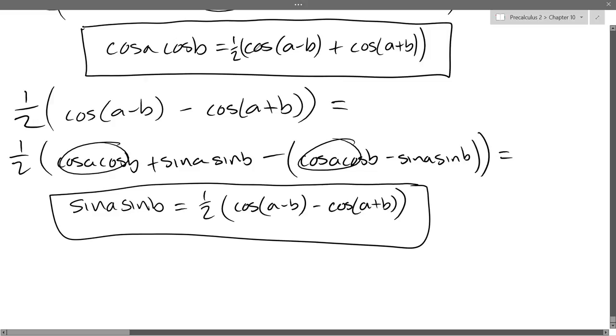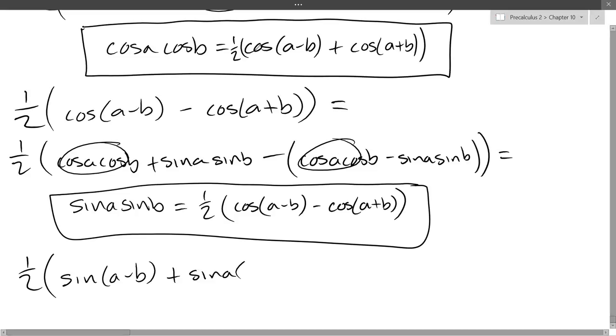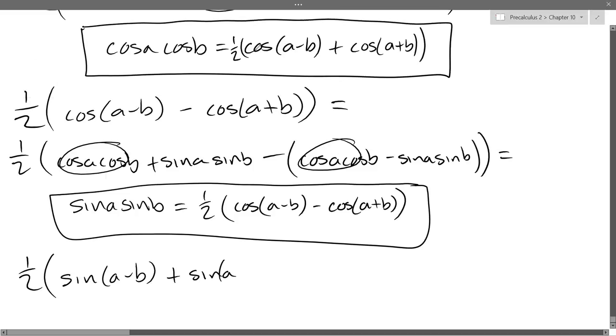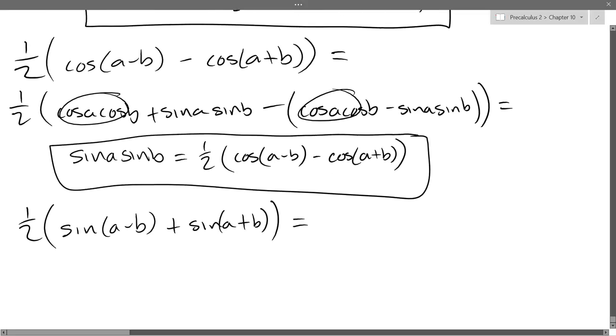So the last one we're going to do, we'll have a sine and another sine instead of a cos and another cos. So we'll start out with 1/2 times sine A minus B plus sine A plus B. So make sure you use the sine sum and difference. Don't use the cosine sum and difference on this one.